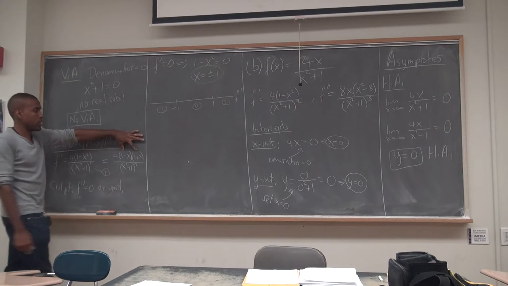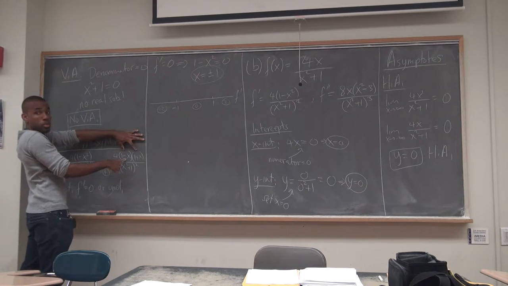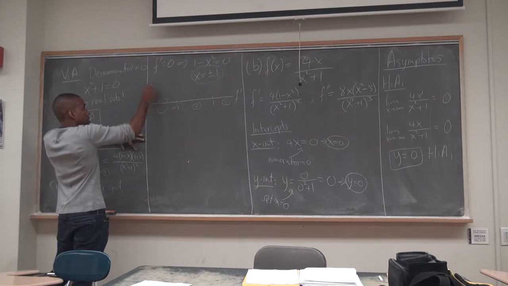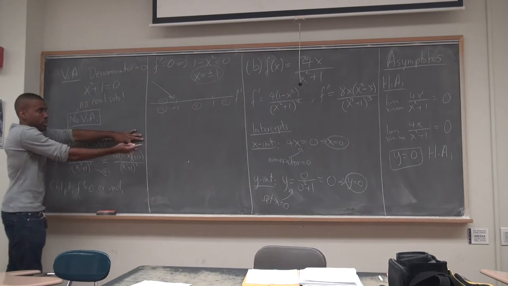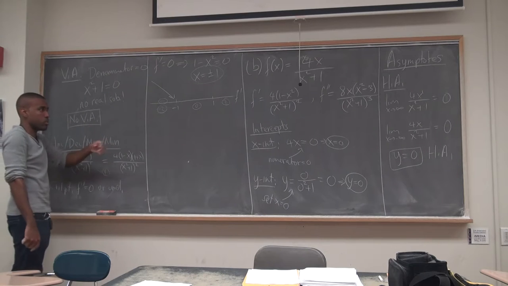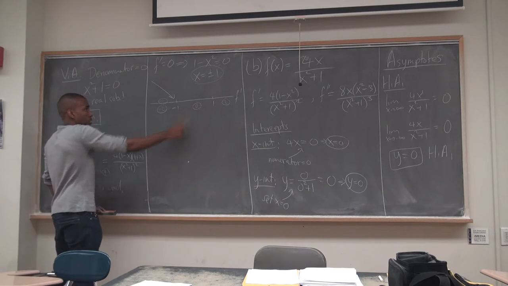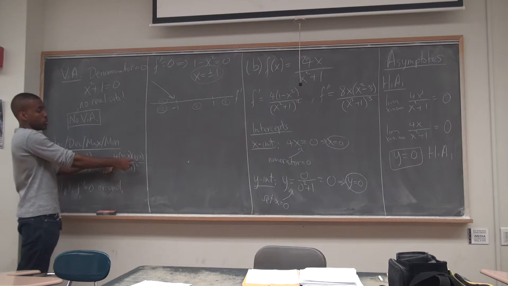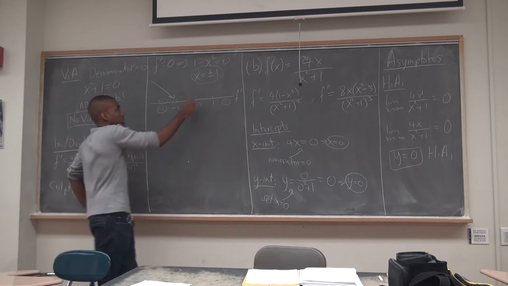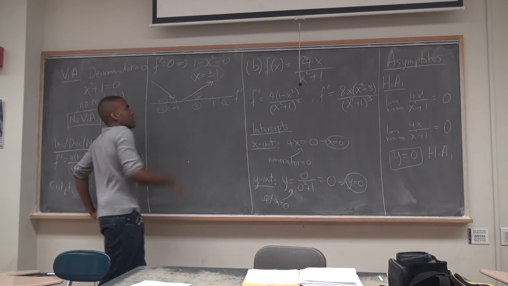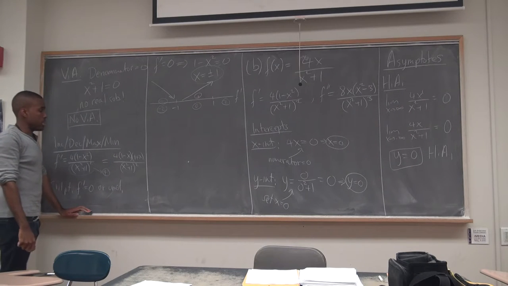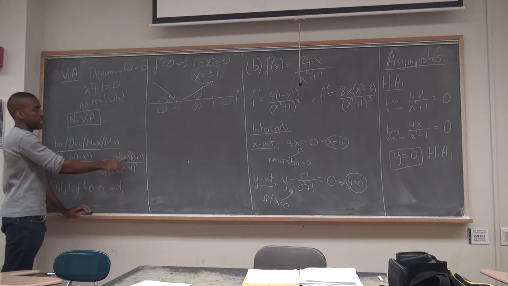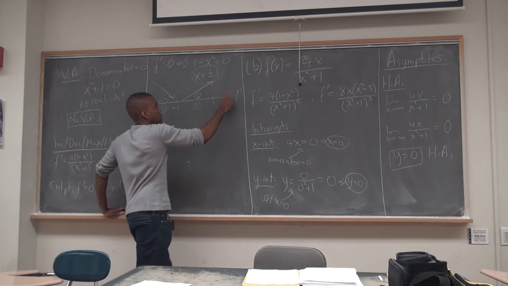What happens here? Plug in a minus 2 here, I get a positive number. Plug in a minus 2 here, I get a negative. Positive times negative is negative. So we're decreasing. Plug in a 0. 1 minus 0 is 1, which is positive. 1 plus 0 is 1, which is positive. So positive times positive, so that's increasing. Then I plug in a 2. This will be negative, that will be positive, so that's negative.